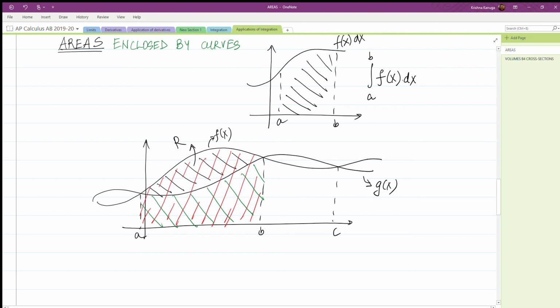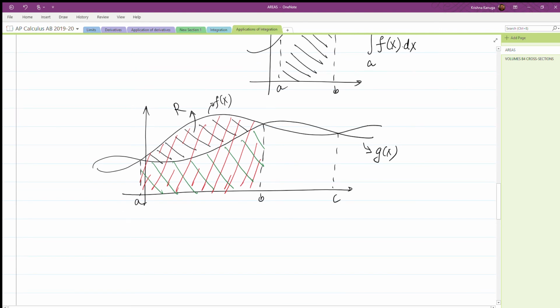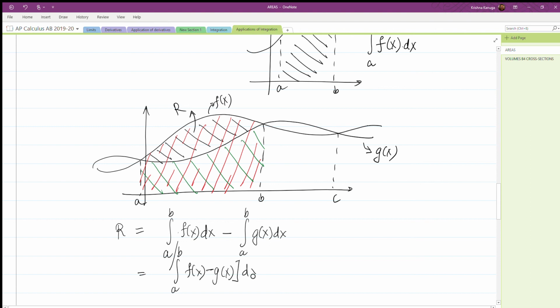Okay, so the area that we're looking for, which is the black shaded area, is simply the difference between these two areas. So the area of region R is equal to the integral a to b of f of x with respect to x, which gives us the area of the red region, minus the integral a to b of g of x with respect to x, which gives us the area of the green shaded region. And we could rewrite this as the integral a to b of f of x minus g of x, everything with respect to x. So this would be the area of region R.